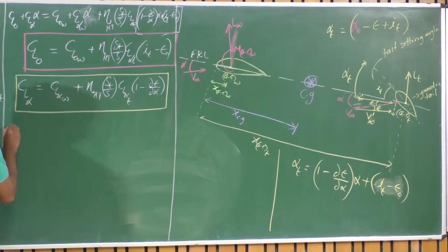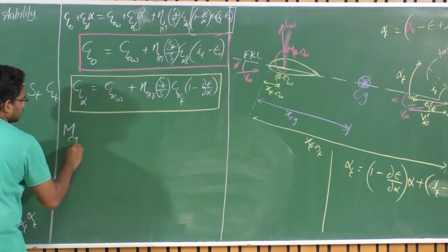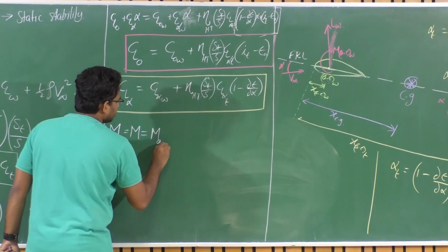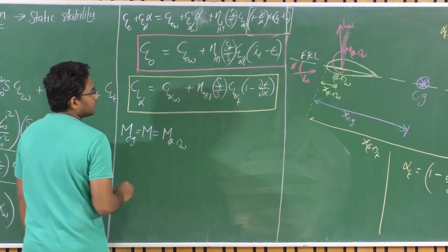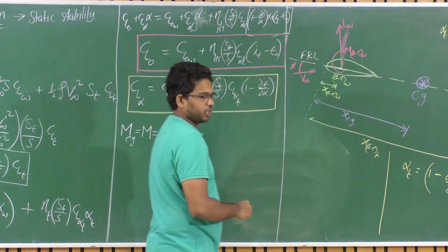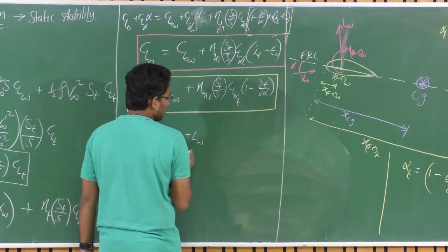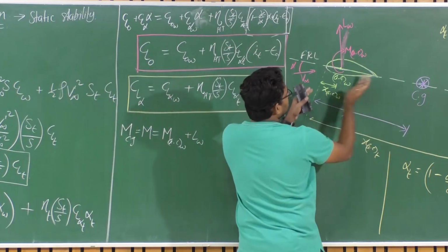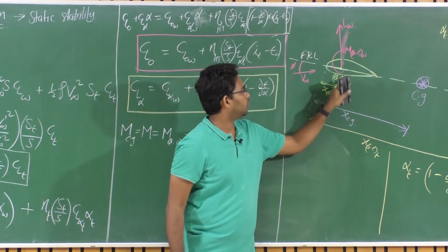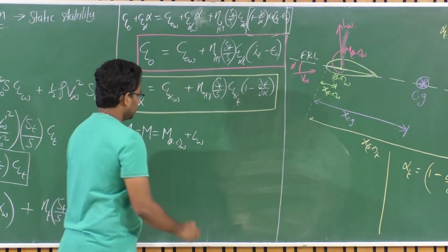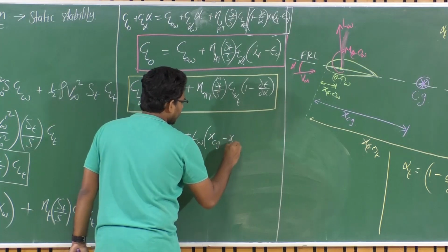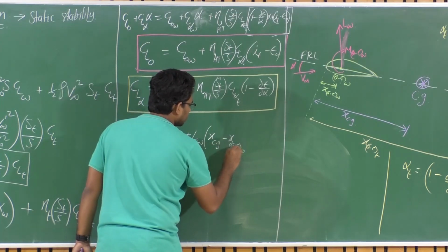So now the moment about CG of this aircraft is nothing but moment M equals the moment about the aerodynamic center of the wing, plus the lift of the wing, because the lift of the wing contributes towards nose up moment. So it is the lift of the wing times the corresponding distance between the CG and the AC. I am subtracting X_AC of the wing from X_CG, which gives the moment arm between AC and CG here.